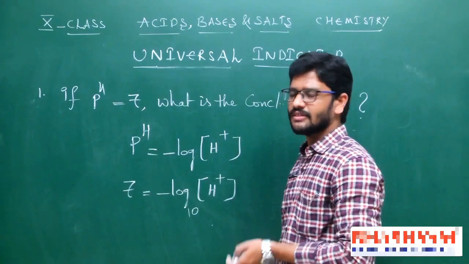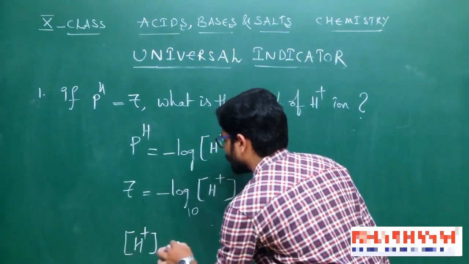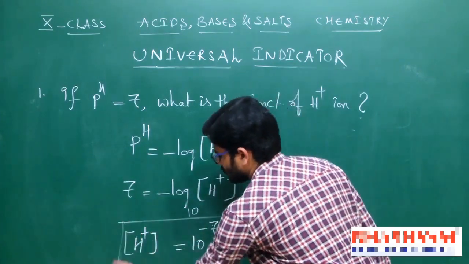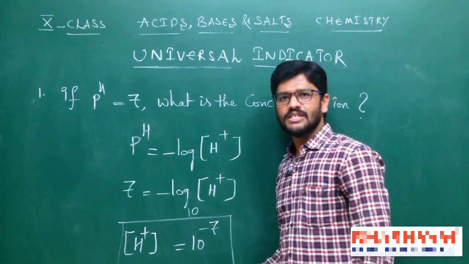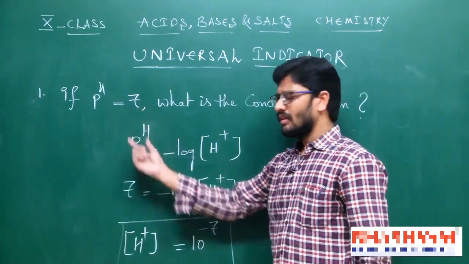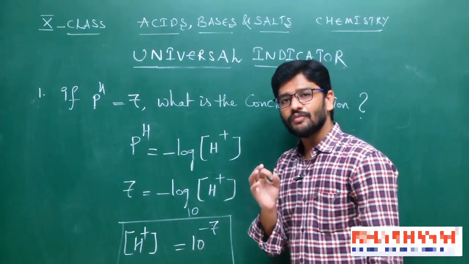Yes. Based on that, the concentration of H plus is equal to 10 to the power of minus 7. If pH is equal to 7, what about the concentration of H plus? 10 to the power of minus 7.